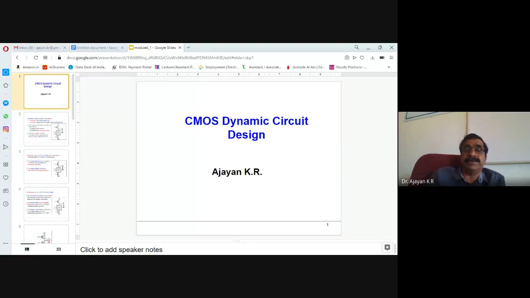And when you want to modify this as a dynamic circuit, the dynamicity of the circuit arises when your output depends upon some clock. So there must be a provision to provide the clock.